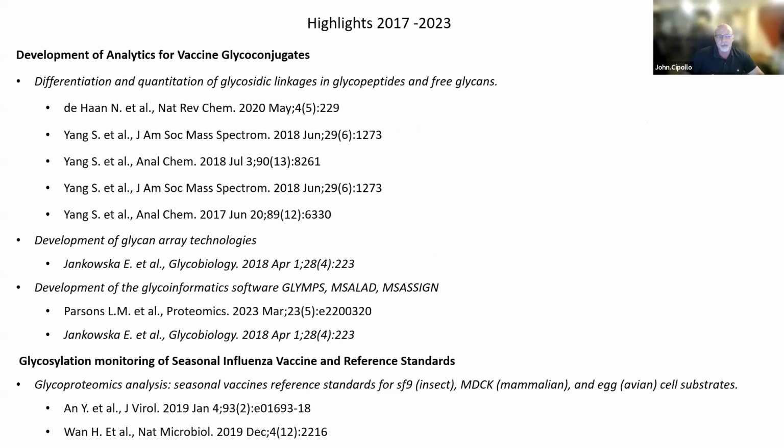Between 2017 and 2023, we really looked at a range of different research topics, and they're outlined here, and I'll get to what we'll really focus on and some future endeavors in the next couple of slides. So in analytics and vaccine conjugates, we looked into differentiation and quantitation of linkages in glycopeptides and free glycans. And these mostly revolved around sialic acids and their particular linkages.